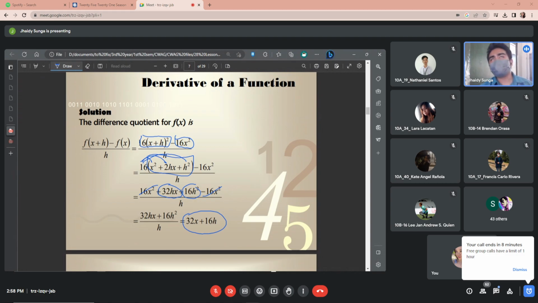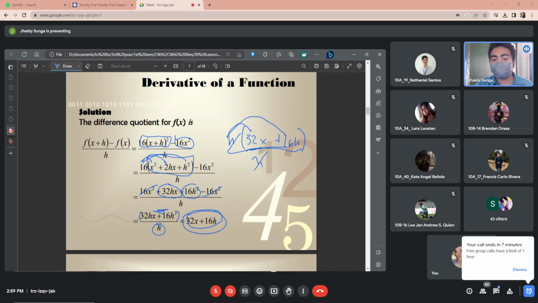Why did it happen that the h below of your fraction was gone already? What is the factor of these terms? Can we factor it out as h times 32x plus 16h? Because when we distribute the h, it will become this one, correct? So we could have this form already. In that case, we could cancel the h. Okay, so we now have 32x plus 16h. Now, that is the third step that we have for your differentiation.